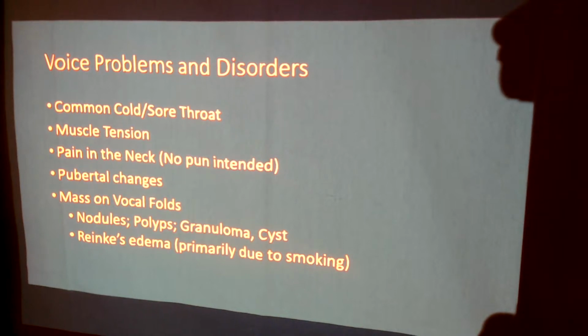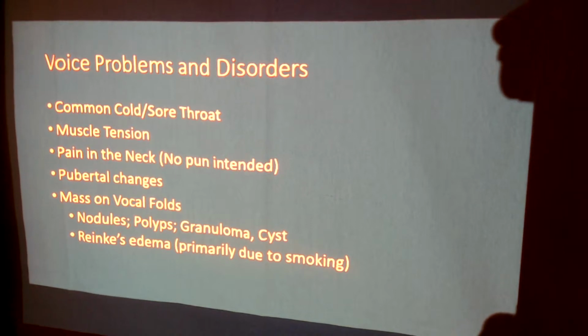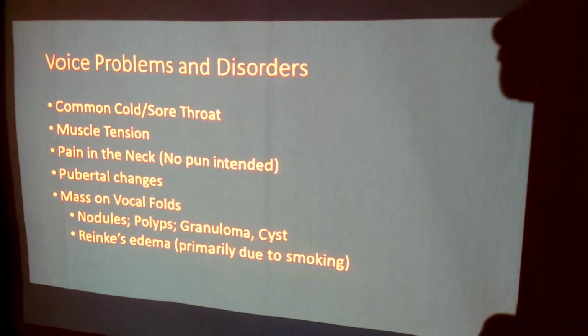Granuloma, again, is a growth on the vocal fold. Cyst, again, is a tissue growth there. We'll take a look at these. I have some videos to show you for these conditions.